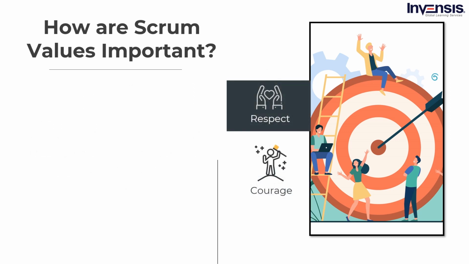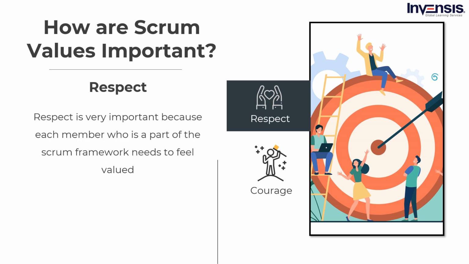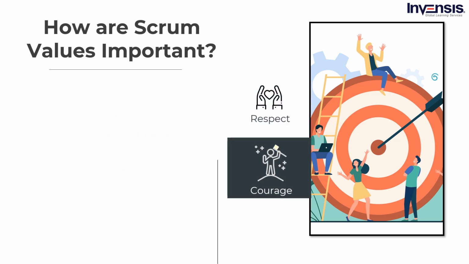Fourth is respect. Respect is very important, because each member who is a part of the Scrum framework needs to feel valued. Every team or community must respect different opinions and different points of view, and also the various personalities, cultural backgrounds, and so on. We must also respect any modifications made by the customer, as well as their decisions on how to design and develop the product. Next is courage.